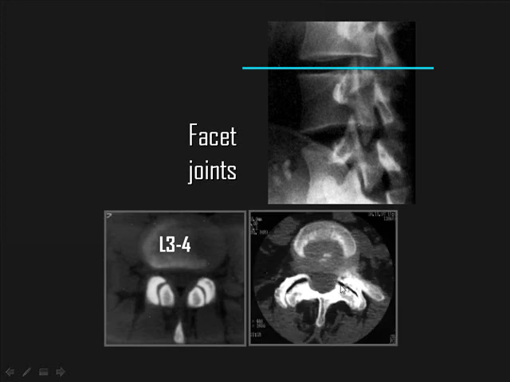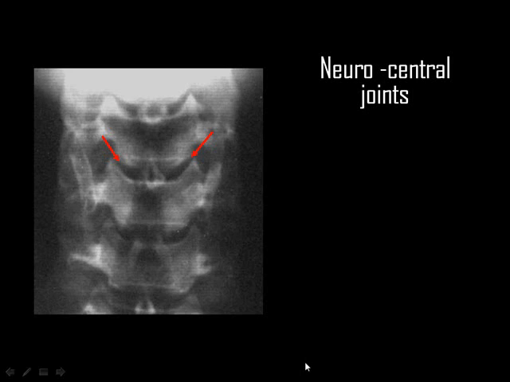You see, the joint space is narrowed, the surfaces are irregular, and you may see osteophytes, and you may see air inside the joint space, what we call the vacuum phenomenon, which means advanced degeneration of the joint. In the cervical spine, you got another joint which is not present in the lumbar spine. That is the neurocentral joint, which means articulation between the vertebral bodies.